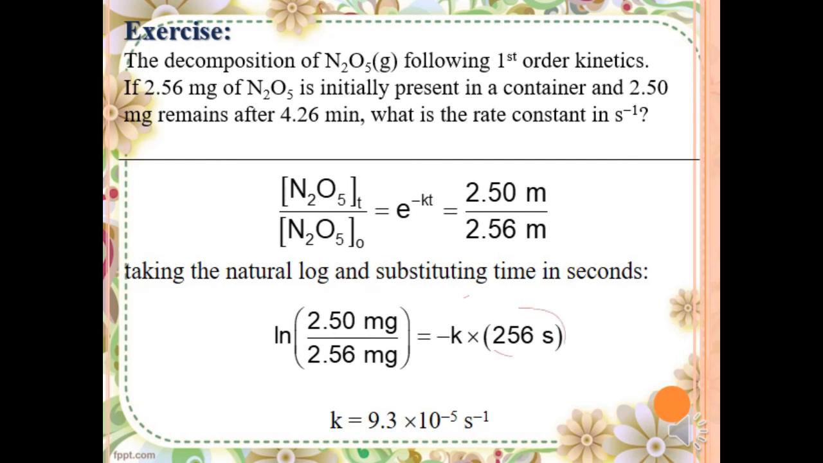Next, we insert the value of t, which is 4.26 minutes. Because the question is asking for per second, we have to convert this minute into seconds, which is 256 seconds. We bring the exponent back here, so it becomes ln. Divide this first, then you take the ln. You don't take the ln separately, otherwise you get a different value. Divide first, then ln, and then we can solve for k, which is 9.3 times 10 power negative 5 per second.